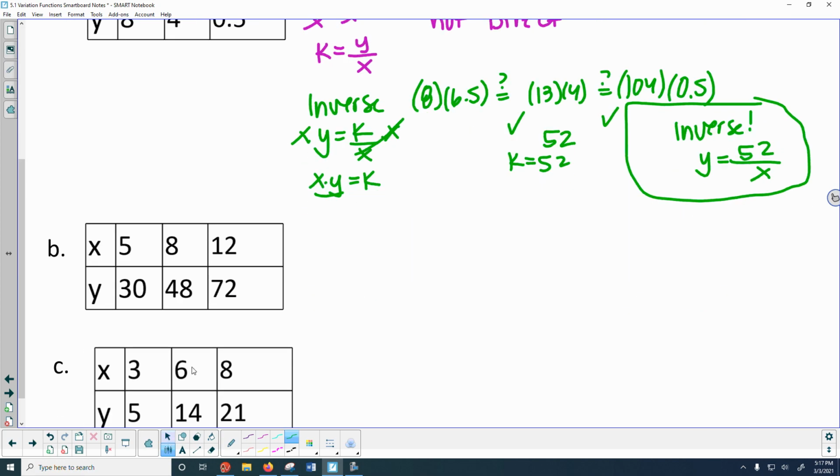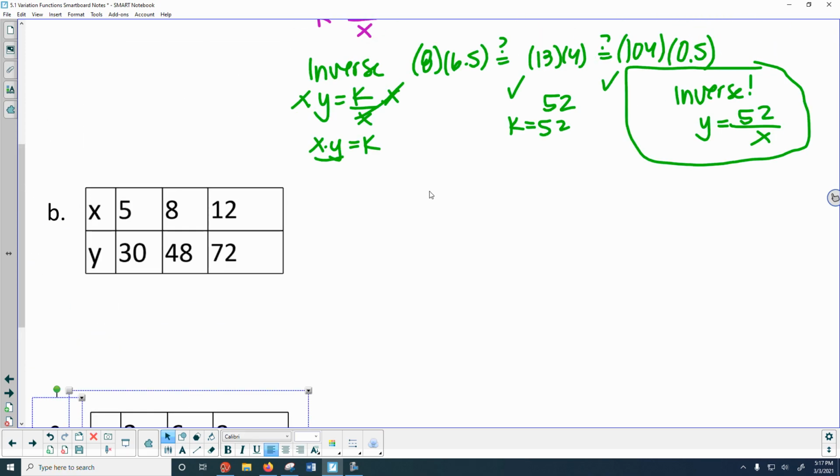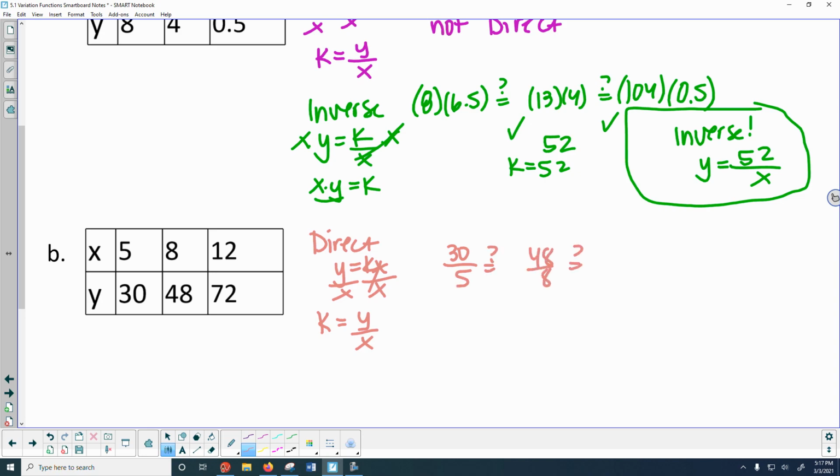We're going to check if it is direct. I'm going to move this down just so I have a little more room. To check if this one is direct, that pattern would be y equals kx. But again, I'm solving for k every time, so I want to know if every y divided by x is the same. So is 30 divided by 5 equivalent to 48 divided by 8? Is that equivalent to 72 divided by 12? It has to be y over x, y over x, y over x. Well, 30 over 5 is 6.